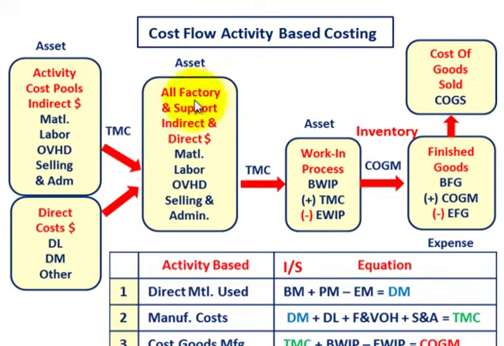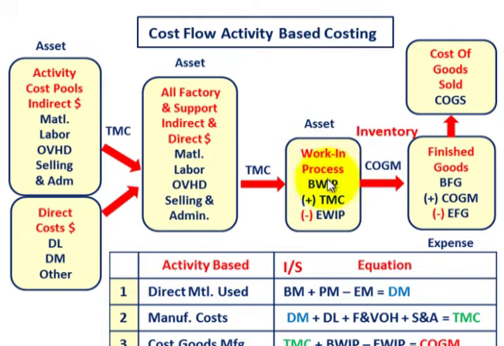So we take all those factory and support functions here, the indirect and the direct costs, the material, the labor, the overhead, selling and administrative expenses. Then they get all accumulated. All the variable indirect costs plus all the direct costs get accumulated. They go into our total manufacturing costs, and then they flow into the work in process.